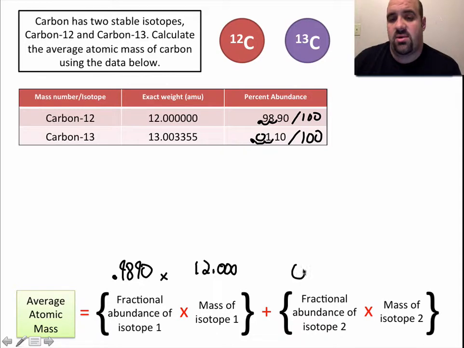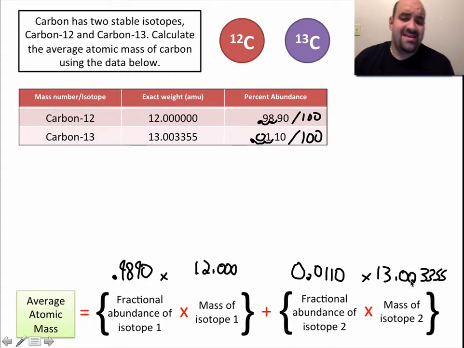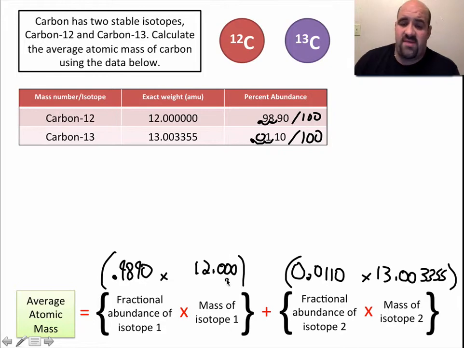So this is 0.0110 times the mass of isotope 2, which is 13.003355. And yes, this is all you really have to do. Multiply both of these sets of numbers together, then add them together. That's really all you have to do.